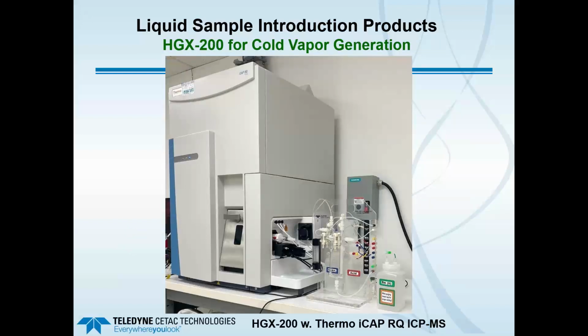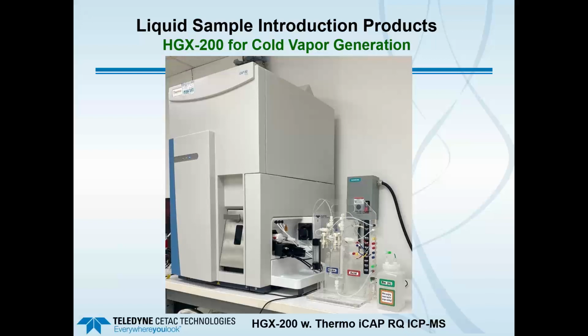I did want to show you one picture so you get a full idea of the scale of the HGX-200 versus a contemporary ICP or ICP-MS system. This is for the mercury work, and here you see the HGX-200 placed on the bench next to a Thermo iCAP RQ ICP-MS. So that gives you an idea of the relative size. In this case, of course, we would remove the standard nebulizer and spray chamber from the host ICP-MS and then connect the gas flows and the outlets directly to the HGX-200.